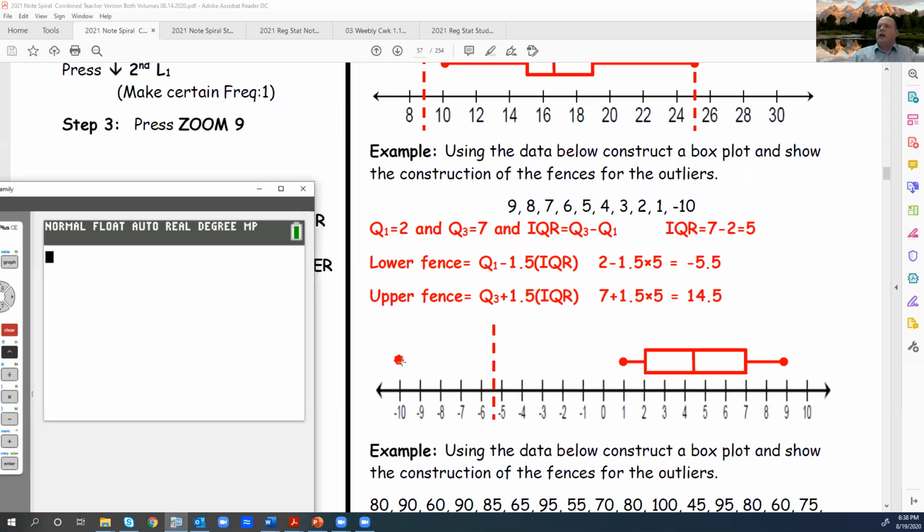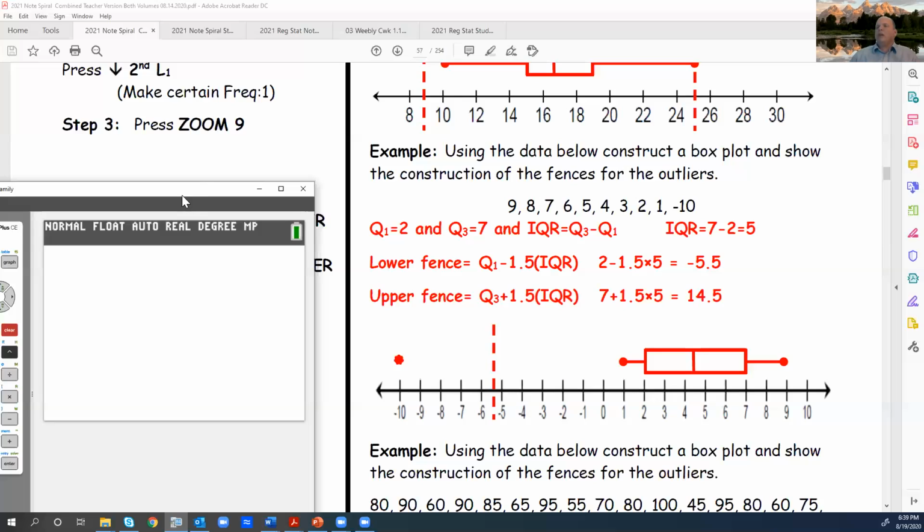And it looks like we have an outlier here because we have something below the fence. The fence is about at negative 5.5. My minimum value happens to be negative 10. Then I have Q1 is at 2. My median is at about 4.5. Q3 is at 7. And then it looks like my maximum value is at 9. Okay, so this right here is what we're heading for.